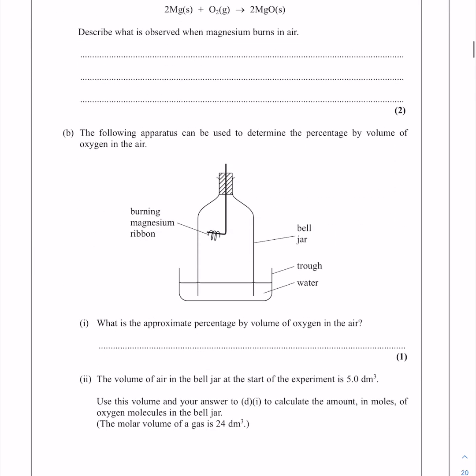Question 14. Magnesium oxide forms when magnesium burns in air. 2 moles of magnesium plus 1 mole of oxygen gives 2 moles of magnesium oxide. Describe what is observed when magnesium burns in air. When magnesium burns in air it gives a white bright flame, you can also say white bright light, and at the same time it gives white smoke or white ash of magnesium oxide. So here it is white smoke or white ash.